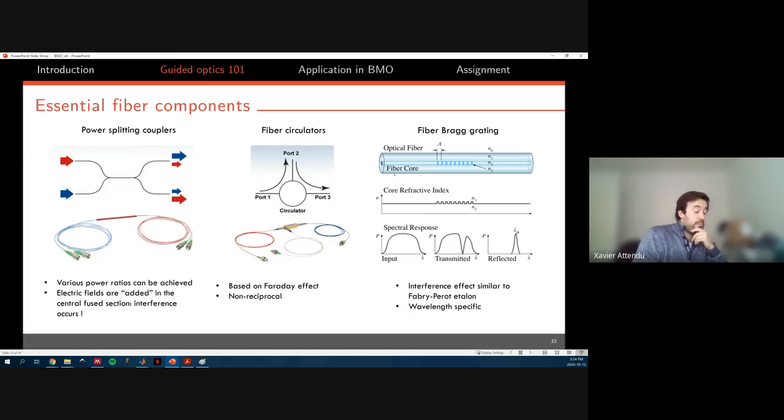Another very useful component is the fiber Bragg grating. So if you inscribe index dips inside the core of your fiber, this can act essentially as a Fabry-Perot interferometer or echelon. Does anybody want to take a chance to explain what a Fabry-Perot is?